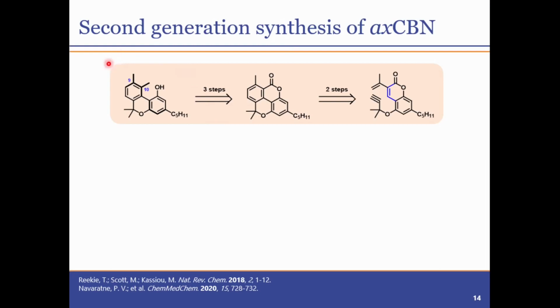And so the first analog that we were really interested in targeting is this sort of 9-methyl axCBN, where, as I said, this methyl group that had been moved from C9 to C10 has been restored. And so we imagine this coming in 3 steps from this really key biaryl lactone species that could be derived in 2 steps from this coumarin diene.